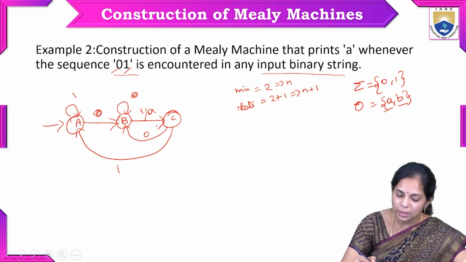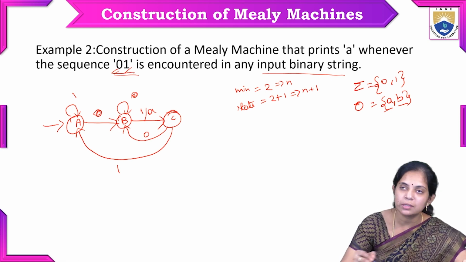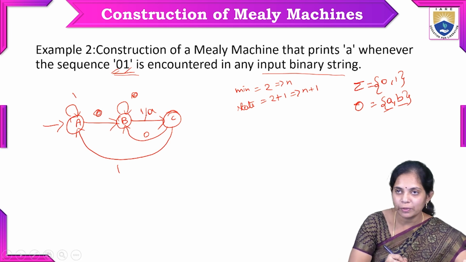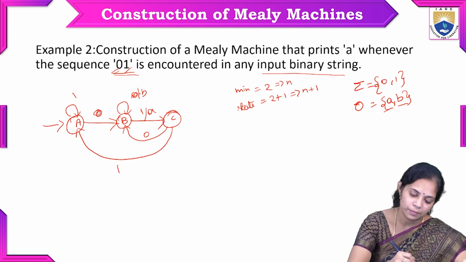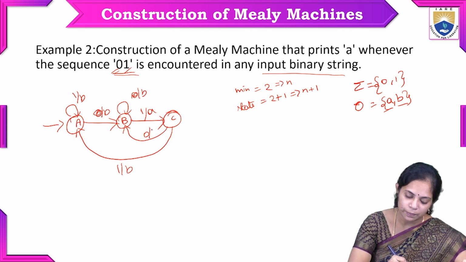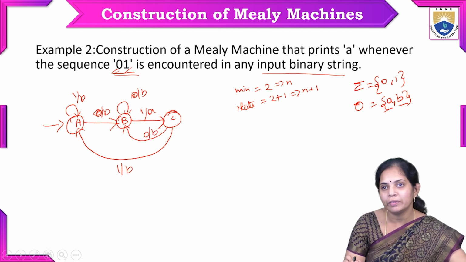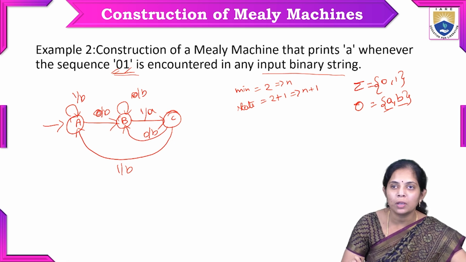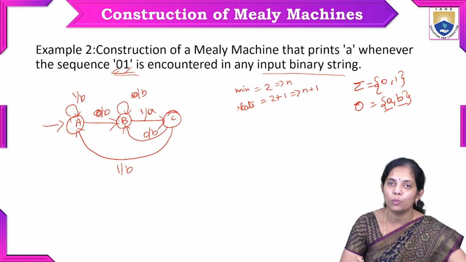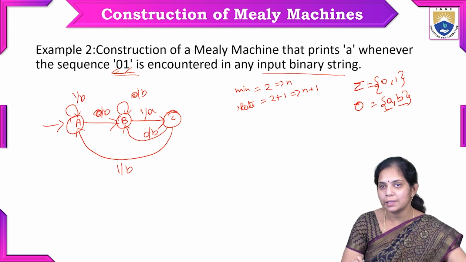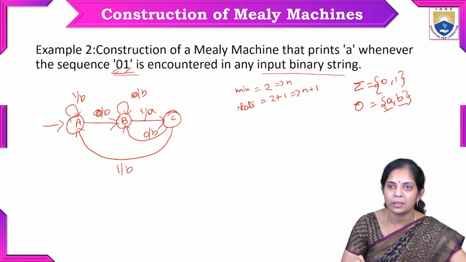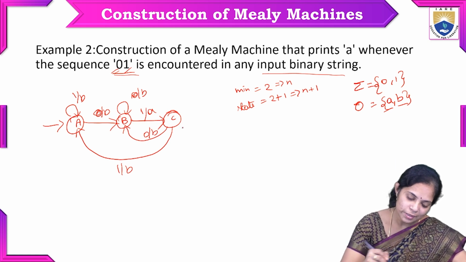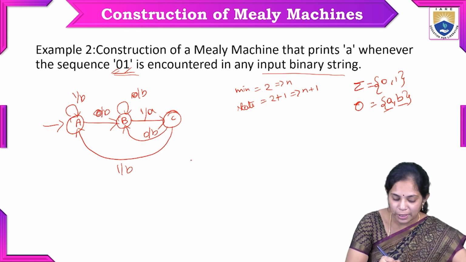And here what is the main constraint? Here if you encounter 0, 1, then it should print A. So what we have written, the remaining outputs here are all A or B. We already said that only for the sequence 0, 1 we will get the output A, and for all the remaining possibilities, a single 0, a single 1, or whatever combination of multiple inputs, except this 0, 1, it has to print B. So this is how we have constructed a Mealy machine for this one.